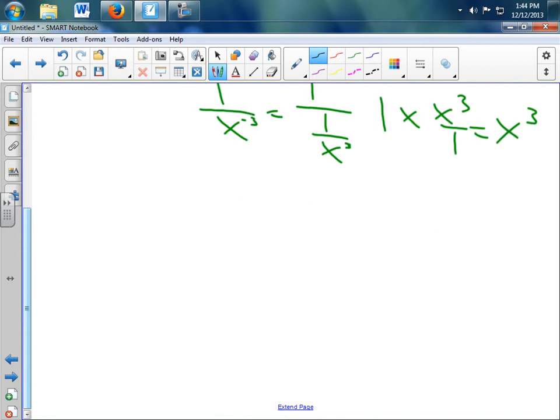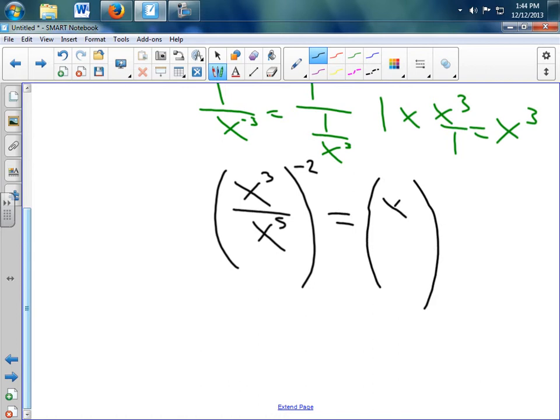And then the third one we talked about was, let's say we have x to the positive third over x to the fifth, raised to the negative 2. The other rule, the third one, says all we have to do is flip these and make it positive.